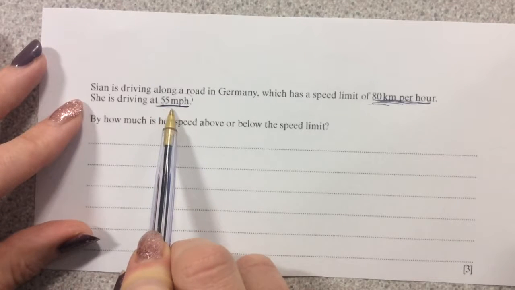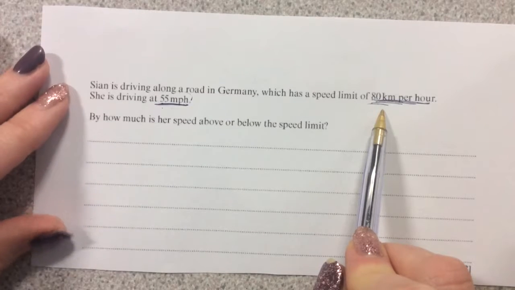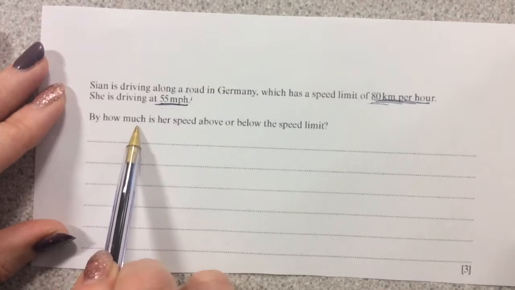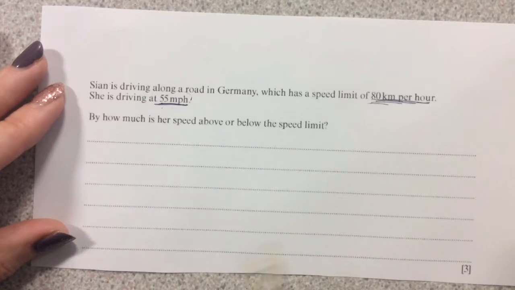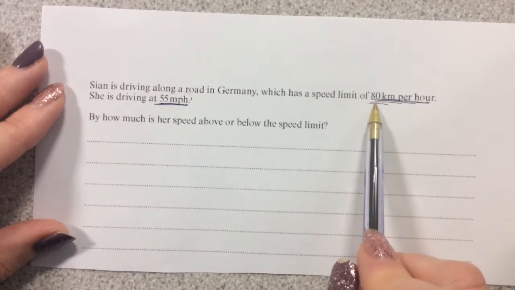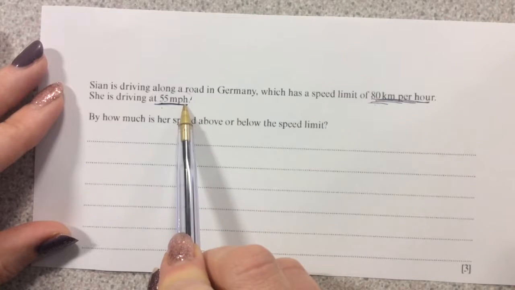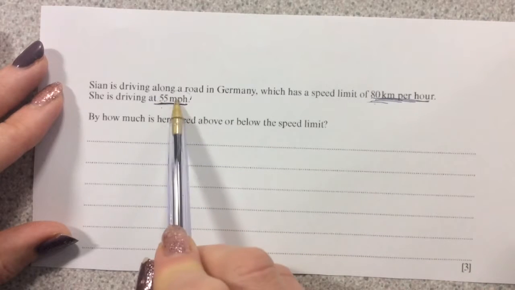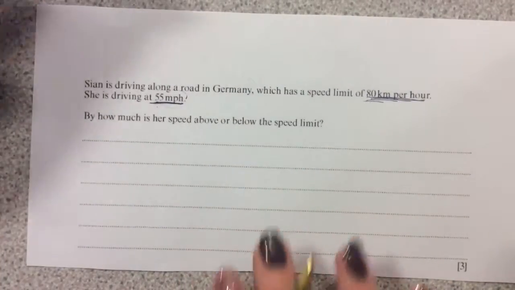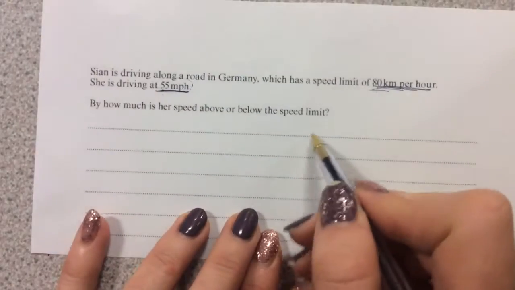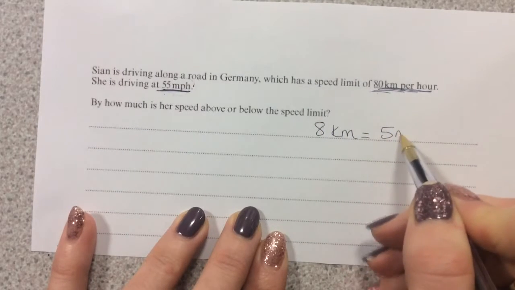Now, she obviously doesn't know whether she's going over the speed limit or under the speed limit. So the question says, by how much is her speed above or below the speed limit? We're going to have to change either the 80 kilometres per hour into miles per hour, or change the 55 miles per hour into kilometres per hour. So the first thing I'm going to do is write down the conversion. We know that 8 kilometres is equal to 5 miles.